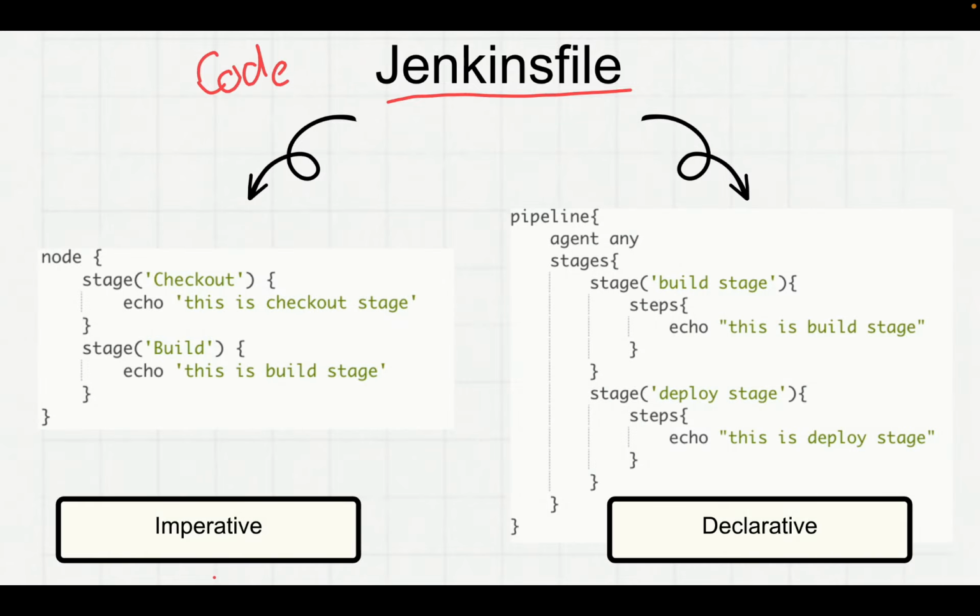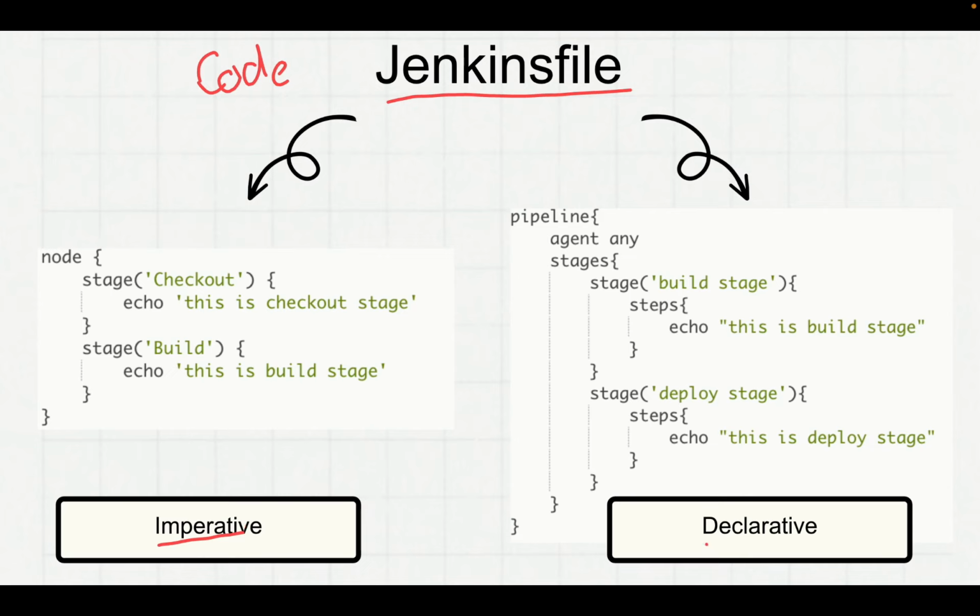Moving towards the pipeline jobs, they are basically written down into the Jenkinsfile. The code is written down into the Jenkinsfile. So Jenkinsfiles are of two types. One is of the imperative type, one is of the declarative type.